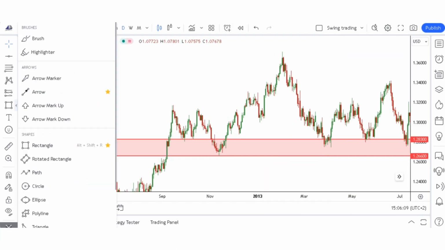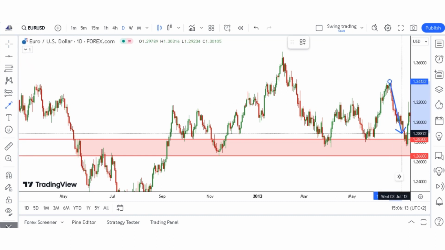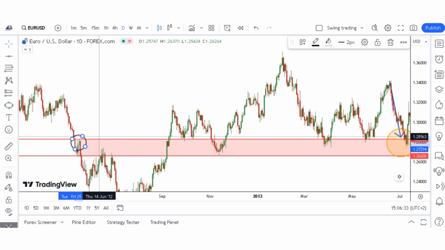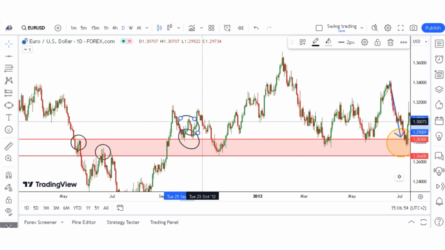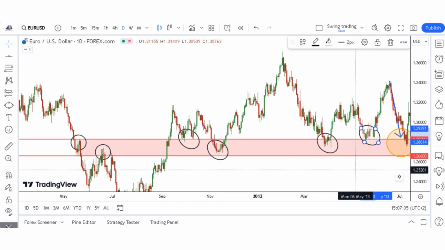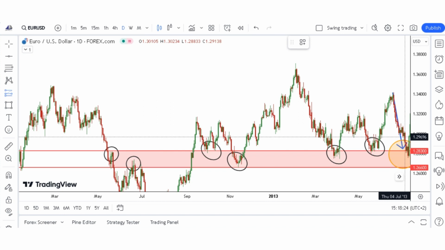Let's see another example on July 2013, as we observe the price testing the support area between 1.283 and 1.266. Considering it as a strong support area due to the price bouncing off 6 times in the past, we decided to enter 3 long positions on this example.